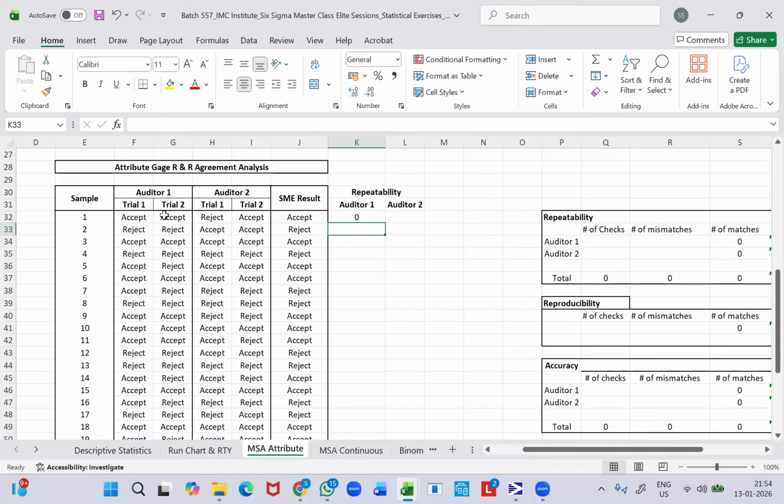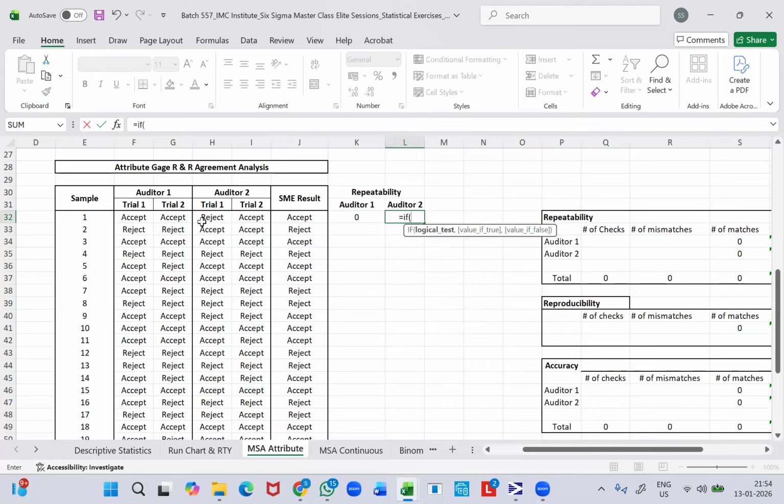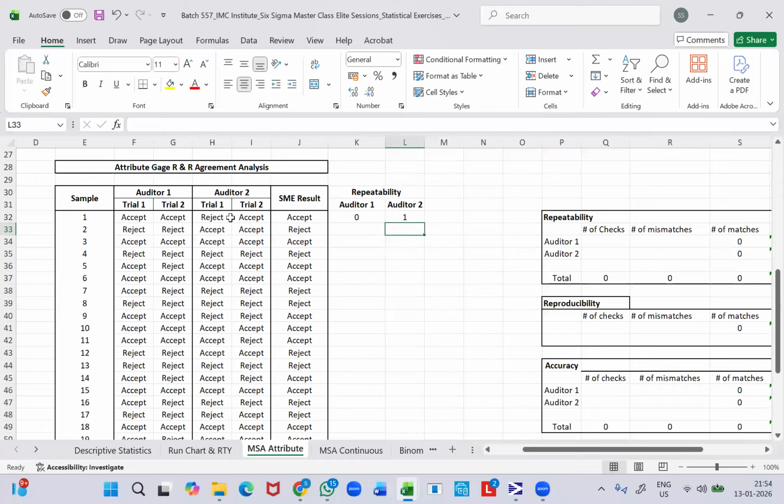If the trial results were different, it would have counted as 1, which we will see for auditor 2. Auditor 2, once again, let me write the Excel formula. If the trial 1 result is equal to the trial 2 result, count it as 0, otherwise count it as 1. So it has counted as 1, because there is a mismatch between the trial results for sample number 1 as far as auditor 2 is concerned. Now I can simply copy paste this formula for all the other 29 sample units and straight away get the number of mismatches for repeatability for both auditor 1 and auditor 2 separately.